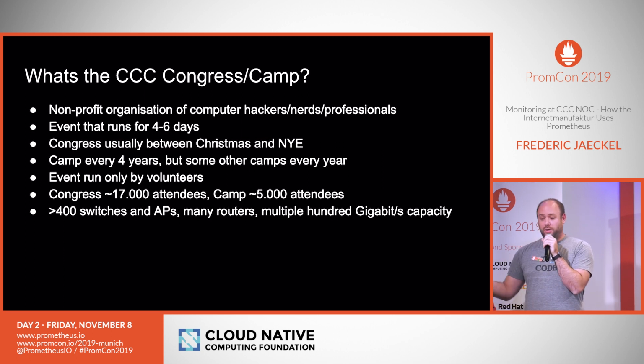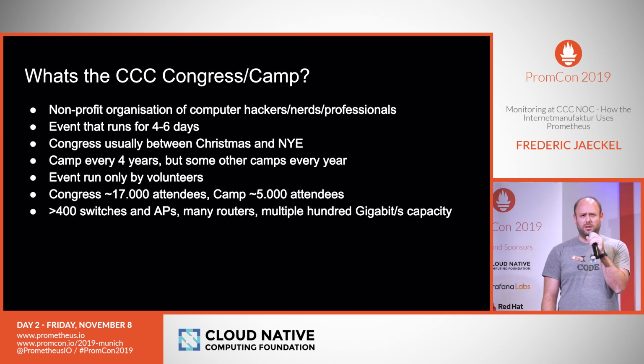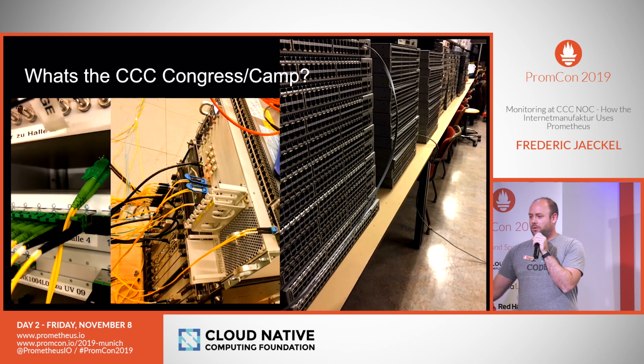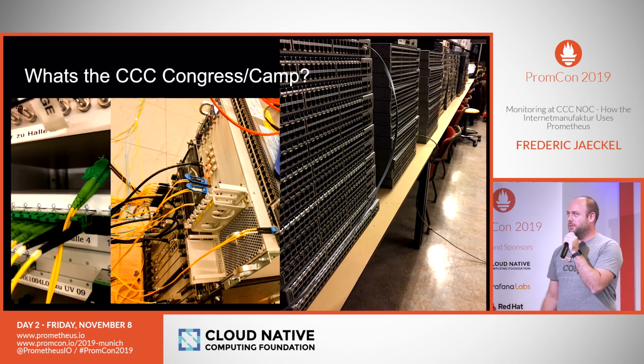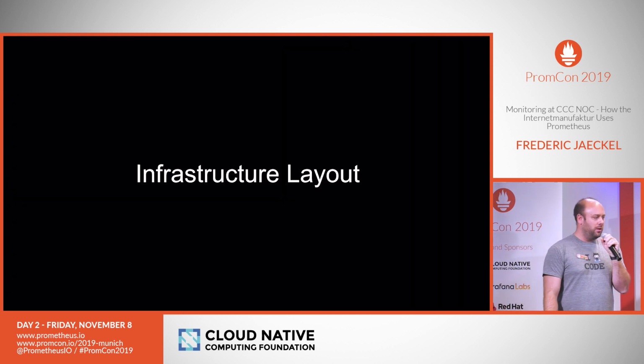We have more than 400 switches and access points. Access points probably like 200 or something. Many routers, lots of sponsors, multiple hundreds of gigabits per second capacity. Last year at Congress we had 500 gigabit capacity, all sponsored. We didn't pay for anything, which was pretty awesome. This is what it looks like in hardware. Lots of switches, lots of spaghetti cables everywhere, and it's all temporary, so we set it up about a week in advance and run with it.